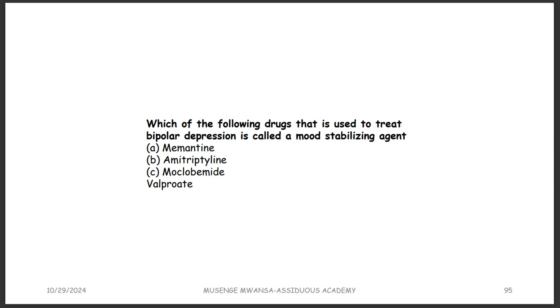Which of the following drugs that is used to treat bipolar depression is called a mood stabilization agent? Memantine, amitriptyline, moclobemide, valproate. Which amongst these is a mood stabilizer? It's an option. Yes.